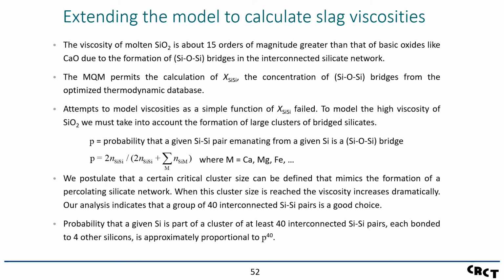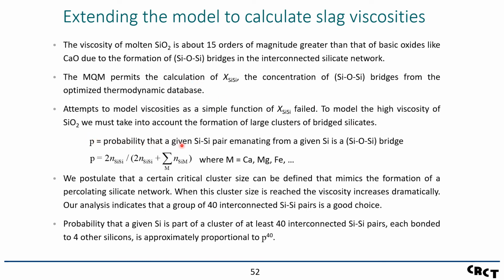Finally, let me talk about extending the model to calculate viscosities. Now, the viscosity of molten silica is about 15 orders of magnitude greater than that of basic oxide, of course, because of the bridges in the network. Now, the modified quasichemical model that we've done permits us to calculate the concentration of the bridges from the optimized thermodynamic database. So we thought we would model viscosity as a simple function of the optimized bridge composition, mole fraction, and this fails miserably. To model the high viscosity, we have to take into account the formation of large clusters of bridged silicates. Silicates bridged to 4 other silicons.